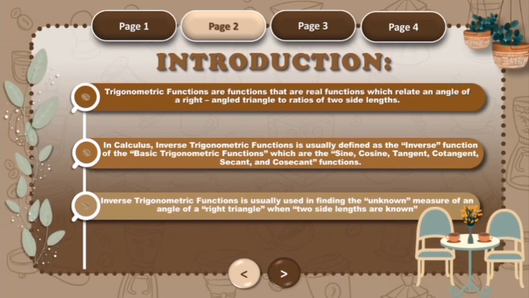These inverse trigonometric functions are considered an important concept in trigonometry, for they have major applications, particularly in the fields of engineering, physics, architecture, geometry, navigation, and many more. Inverse trigonometric functions are famously known for their very useful role in finding the unknown measure of an angle of a right triangle when two side lengths are known.